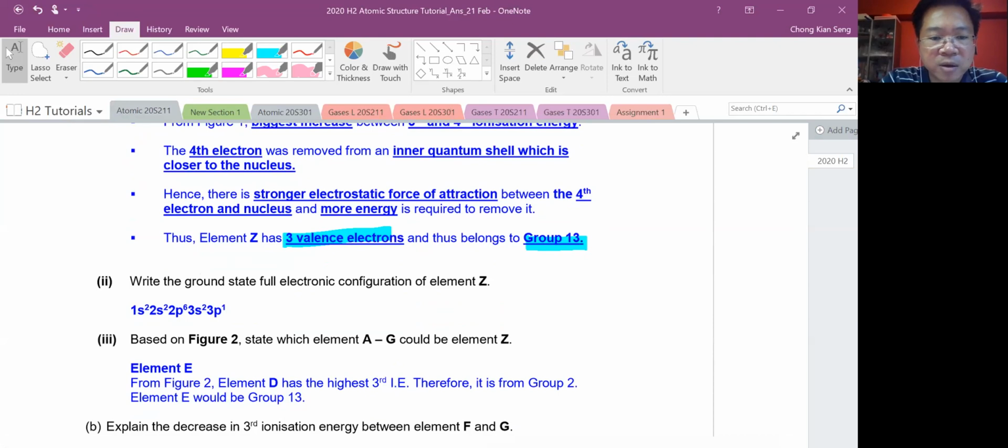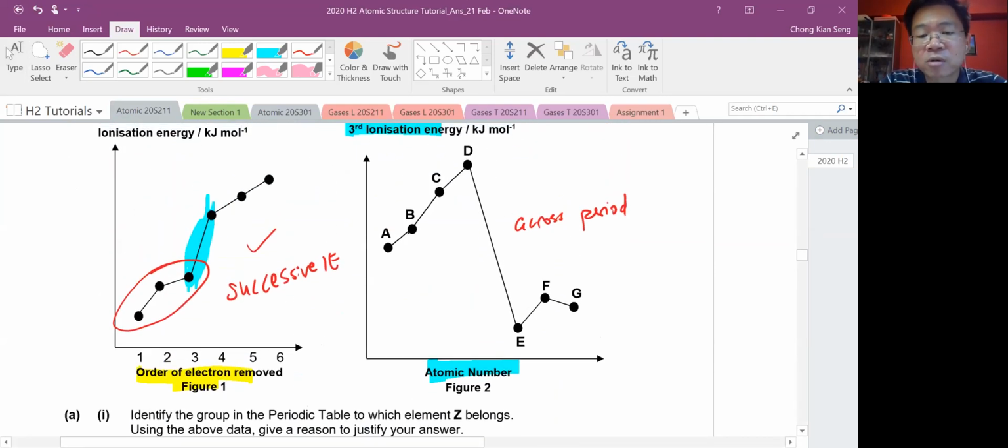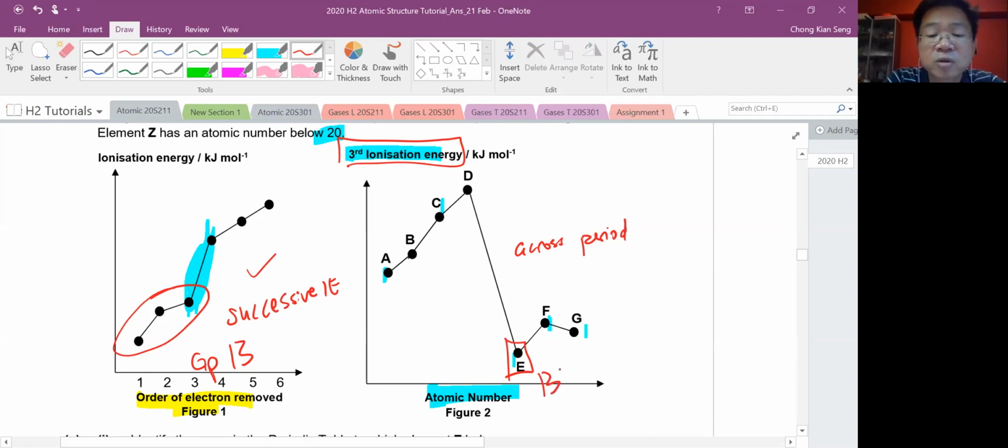Part 3: based on figure 2, state which element A to G could be element Z. This is the across the period trend. We are going to decide among A, B, C, D, E, F, G which one is element Z. We know element Z is a group 13 element. So which one is group 13? Is it G? No, because over here it is third IE. Remember, I cannot use the first IE concept. So for third IE, the one with the lowest is group 13. Does it correspond to your group 13? Yes. So E is your element Z.